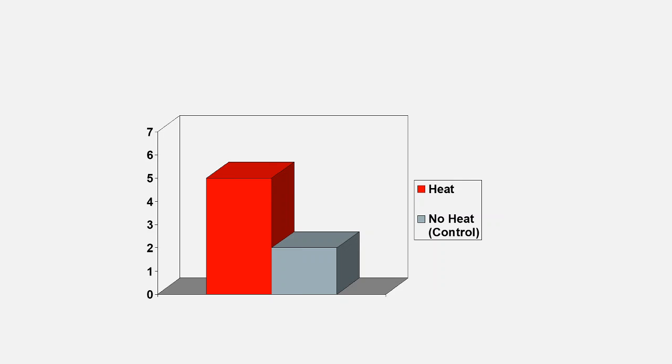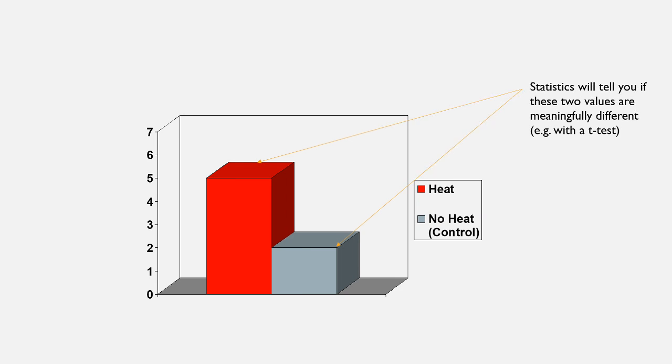scores in aggression. So if you were to plot out some ideal data that shows an effect, you might see something that looks like this. So the two bars would represent the two mean aggression scores, the red bar indicating the heated room group, the gray bar indicating the control, normally heated group.